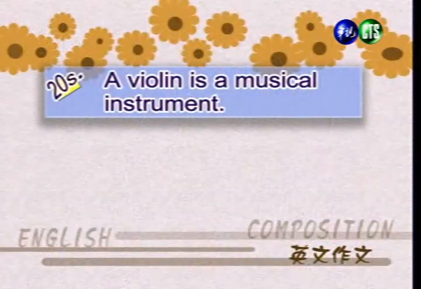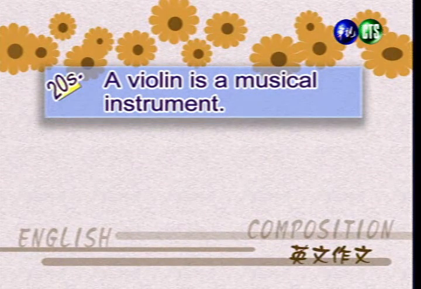You can also make WH questions out of sentences that only have the verb be. In these sentences, you only move the verb be before the subject. Let's take a look at this next sentence, sentence number 20.